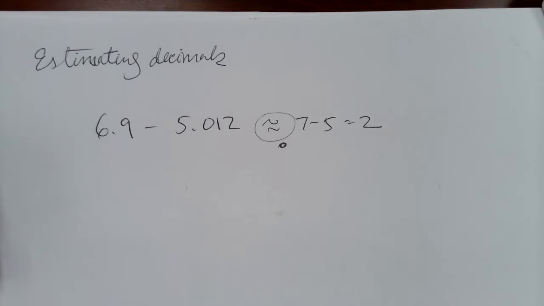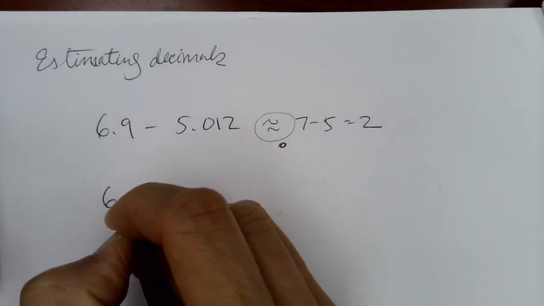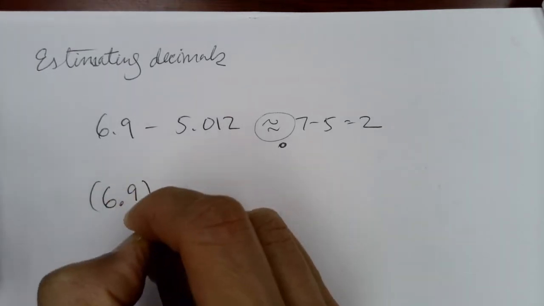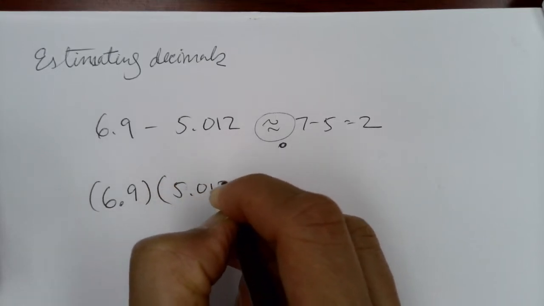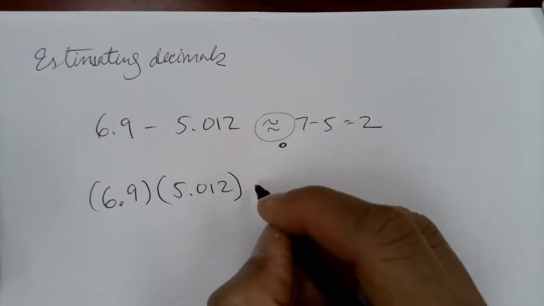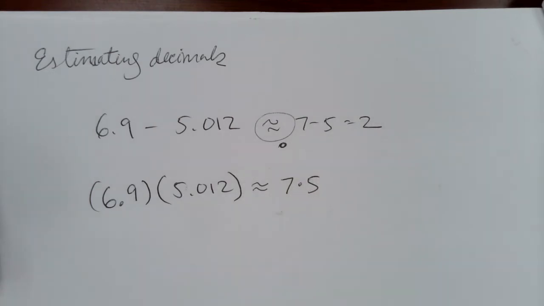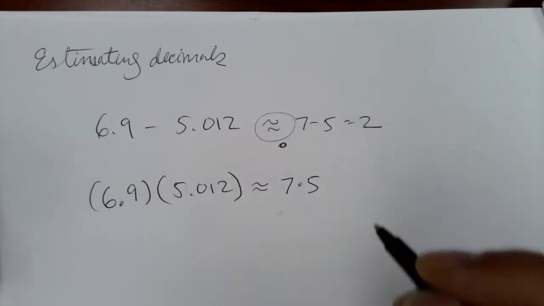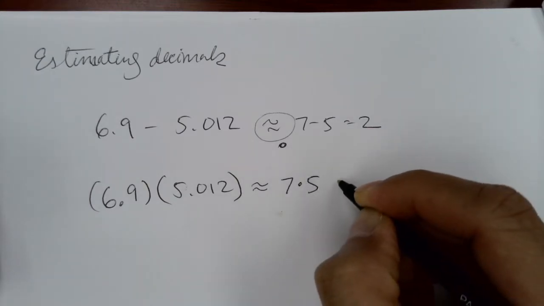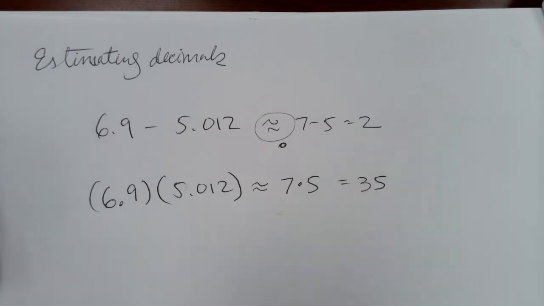Alright, let's talk about multiplying. Because, well, multiplying is very similar. So if I took 6.9 and multiplied by 5.012, I could estimate that. Usually with multiplying, it is easiest just to go to the nearest whole number. Right, so that's about 35.